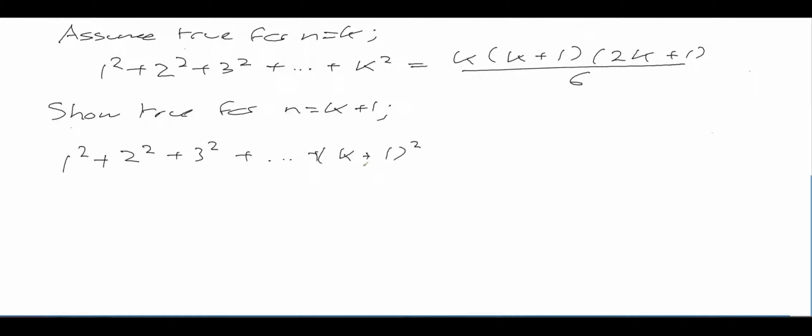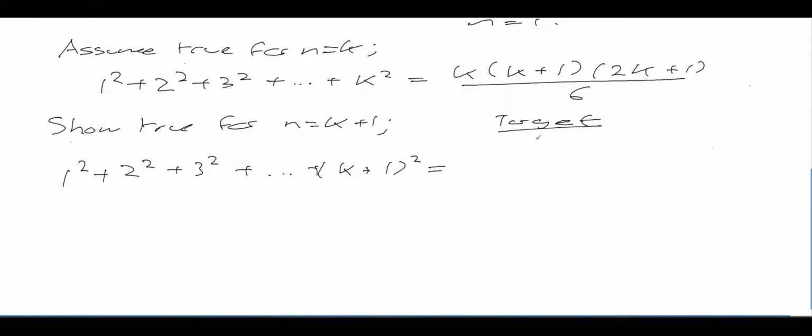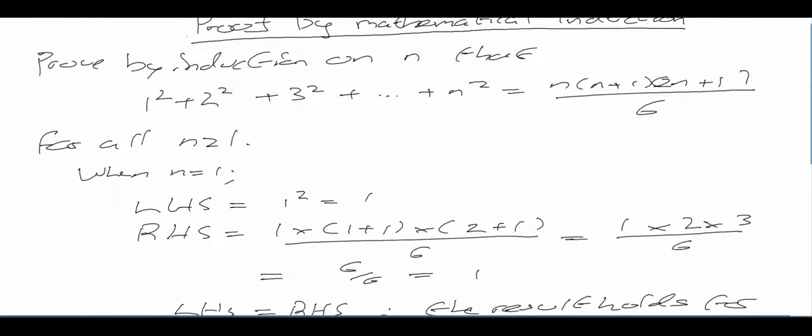What we do first of all is substitute in k plus 1 into the left hand side. And now I'm just going to write down our target. So we're trying to show that the left hand side is equal to what? Well, we're going to substitute in k plus 1 for n into the right hand side of what we had originally. So if we substitute that in and simplify it, the target comes out to be this. So how have I got that? Well, all I've done is I've substituted in k plus 1 for n into the right hand side of what we had to prove originally.